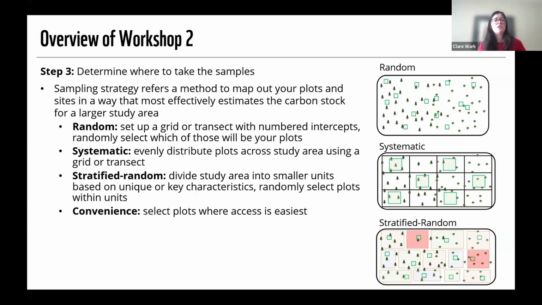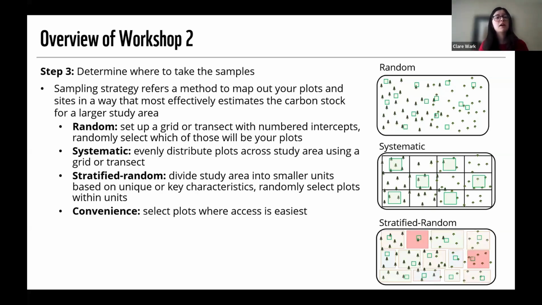For random sampling, you set up a grid or a transect with numbered intercepts, and then use a program to randomly select intercepts where you'll set up your plots. And this is really useful when, say, your study area is more uniform, or in cases where you may not know that much about your study area. Maybe you know a lot about specific zones, but you don't have a good overall knowledge of the variation that exists. So this would be a really good strategy to use then. And it's also recommended as the default sampling strategy. So if you're not entirely sure which one would be best, take a look at using random sampling.